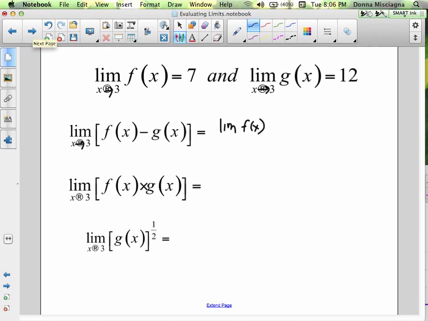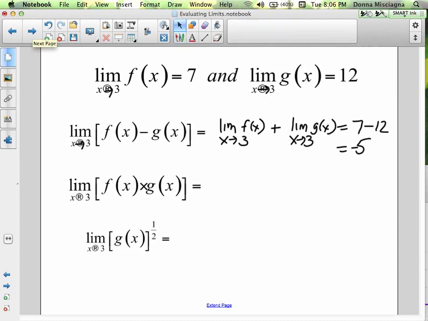So the limit of f of x as x approaches 3 minus, and so include this in your notes, the limit of g of x as x approaches 3. And so now that we've rewritten our limit statement, now we can use our properties. So we would have 7, which is the limit of f of x as x approaches 3, minus 12, which is the limit of g of x as x approaches 3. And so together our answer would be negative 5.